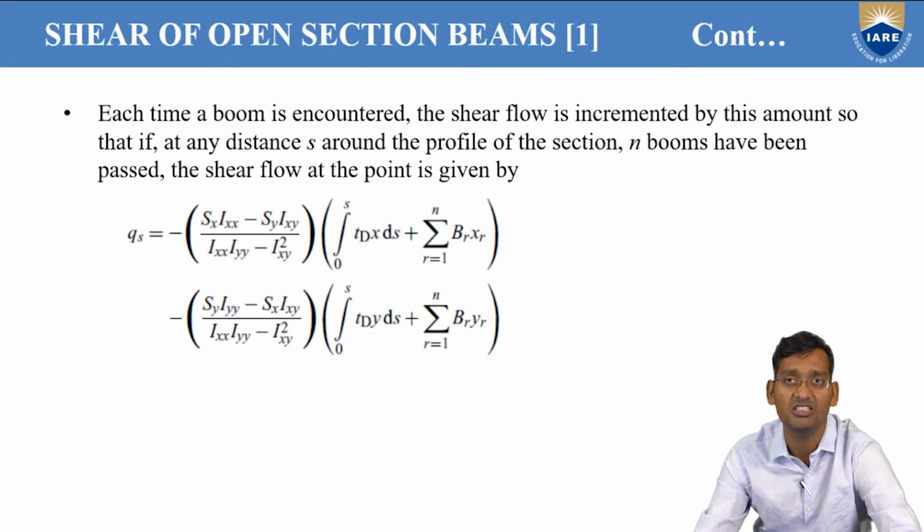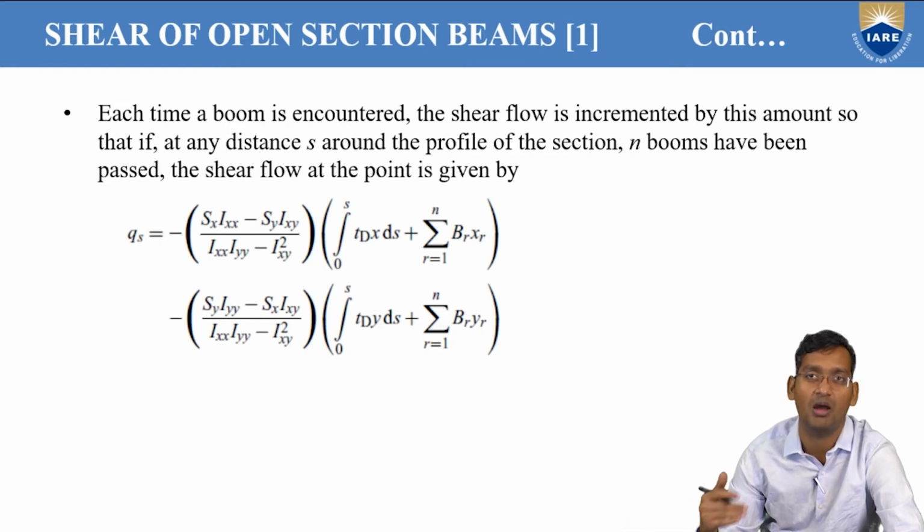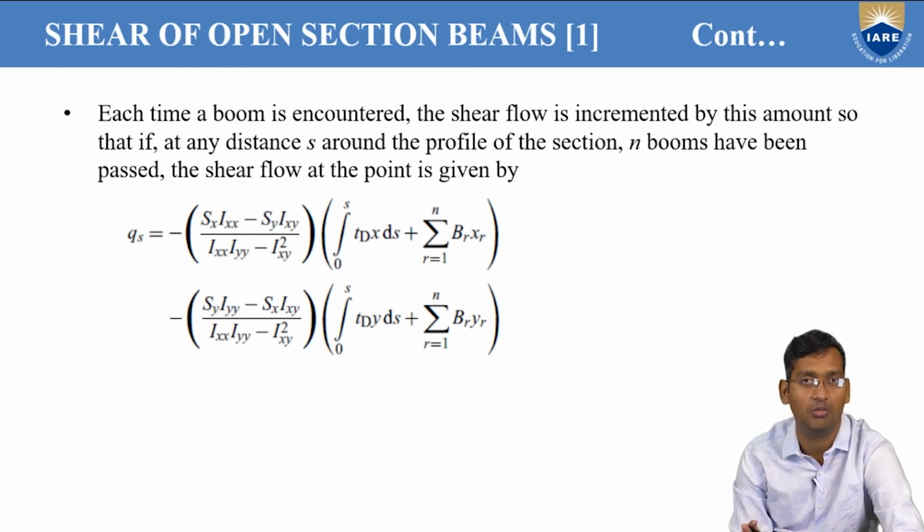Okay, now each time a boom is encountered, the shear flow is increased by this amount, so that at any section, sorry, any distance s around the profile of the section and boom have been passed, the shear flow at that point is given by the summation of that one.